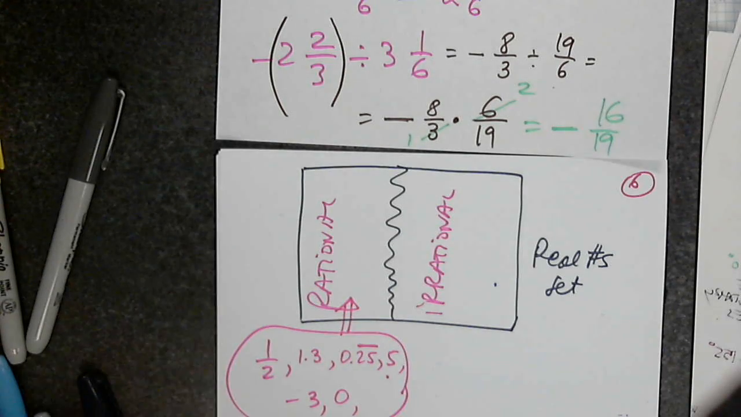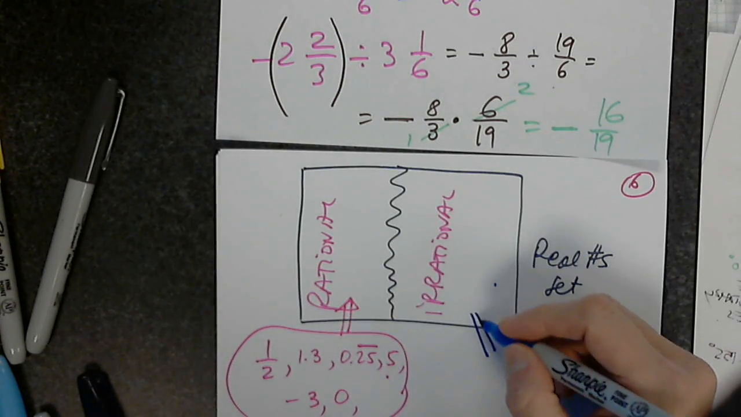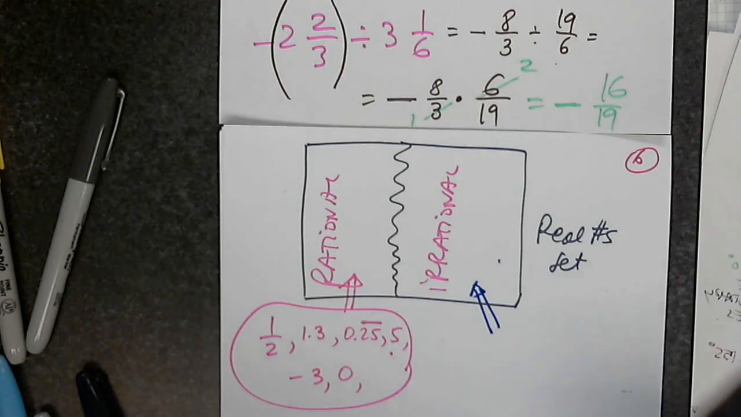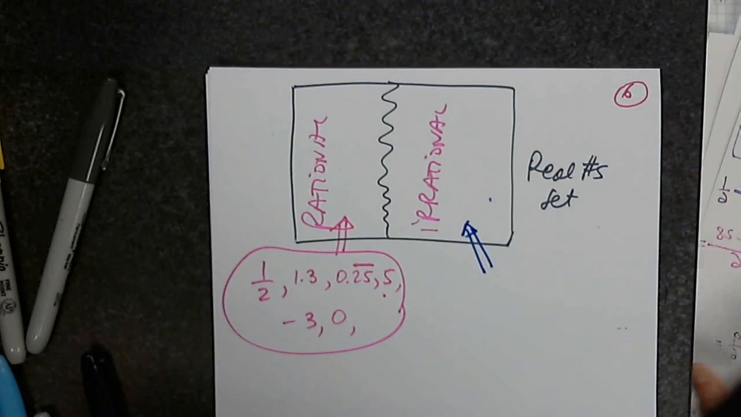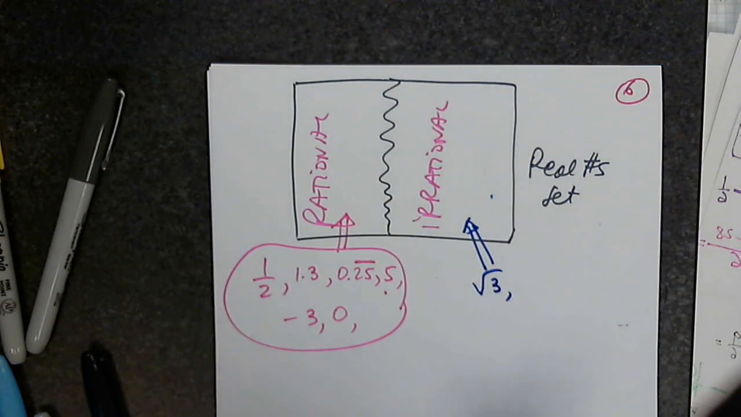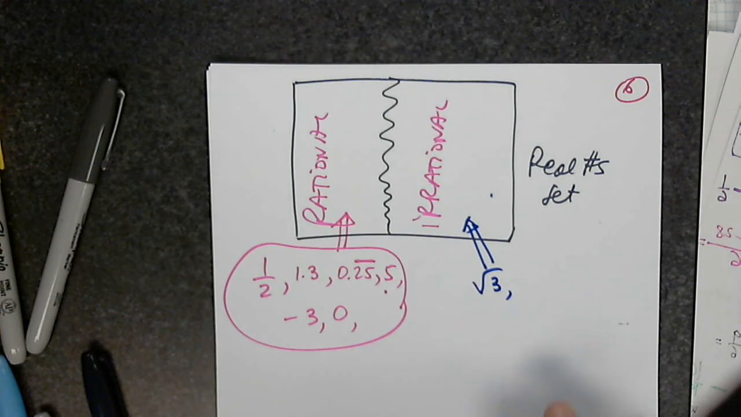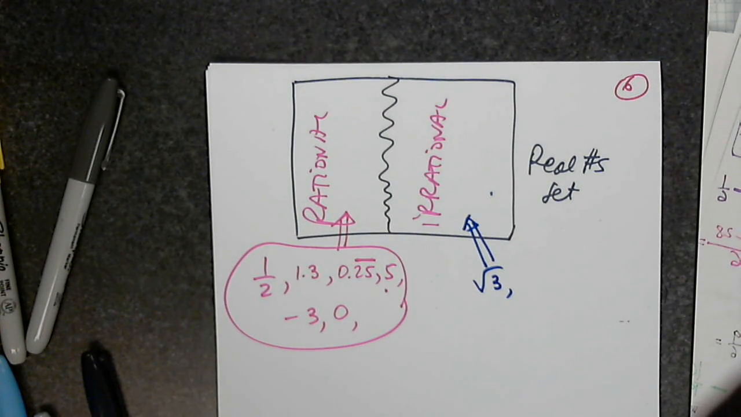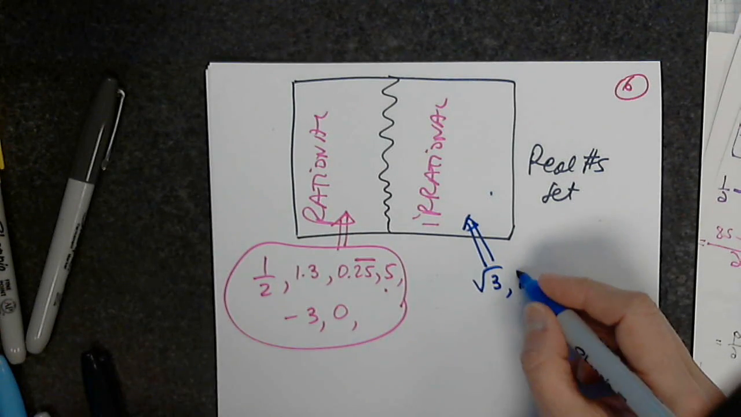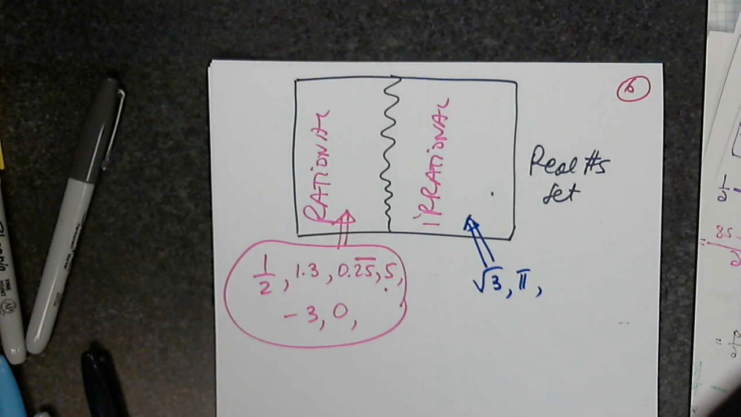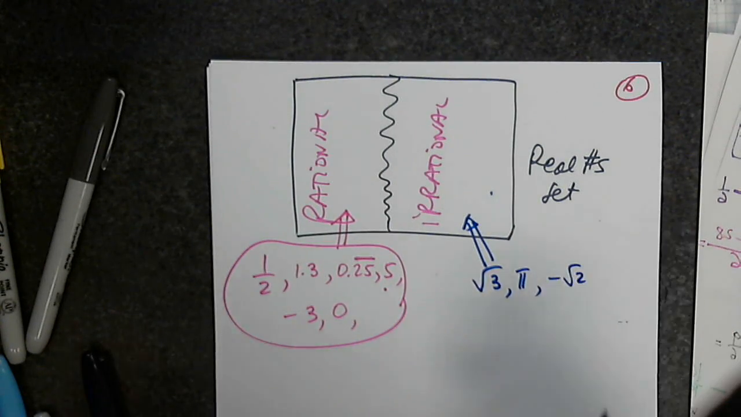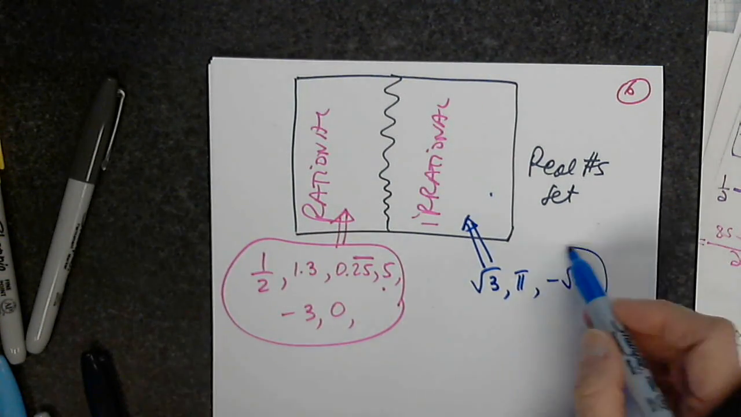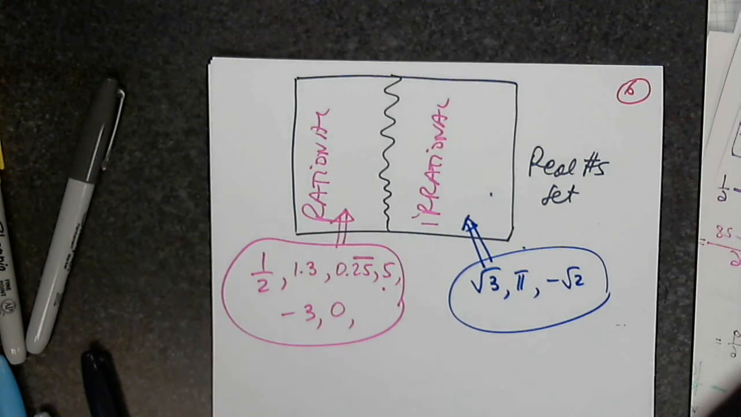Now, what's on the other side here? Numbers like the square root of 3. That number cannot be presented in fraction form without approximating it. Pi. Negative the square root of 2. So these are numbers that are called irrational.